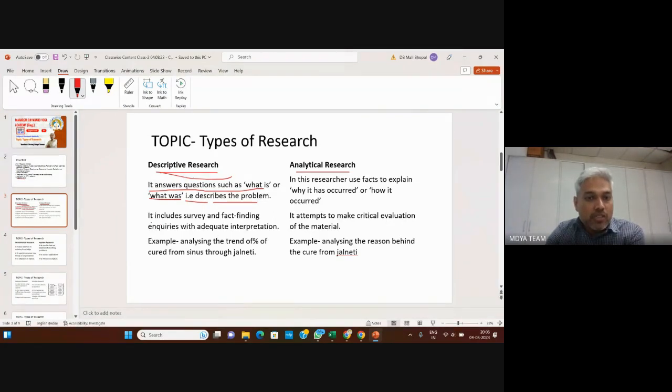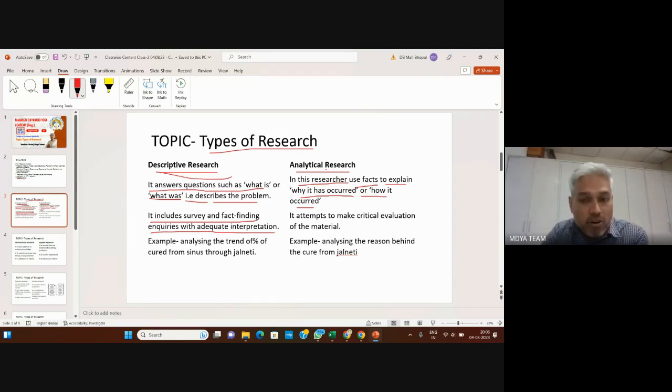In descriptive research, we are learning descriptive research from the topic of types of research. Second thing, it includes survey and fact-finding inquiries with adequate interpretation, right? In comparison, what does analytical research say? In this, the researcher uses facts to explain why it has occurred or how it occurred, right? So what is the basic difference between descriptive research and analytical research?